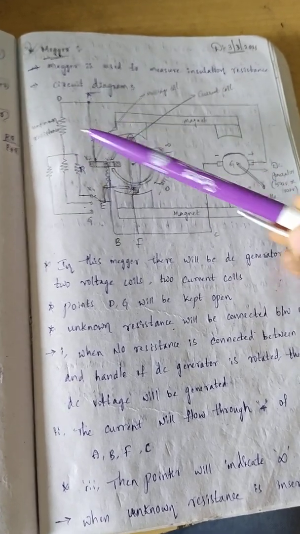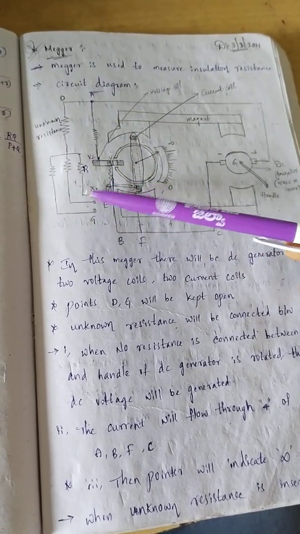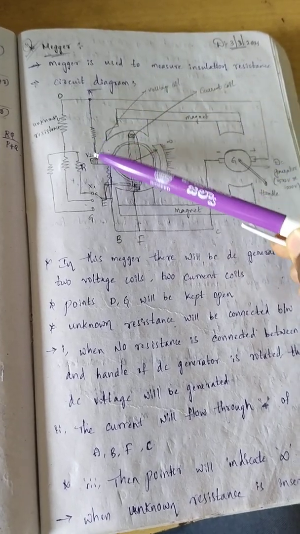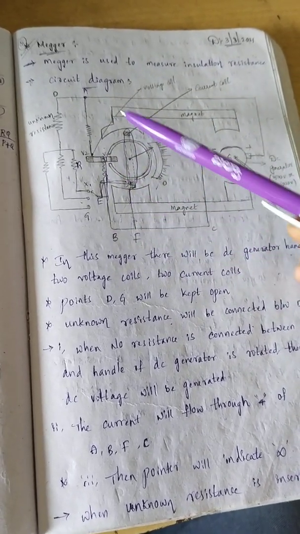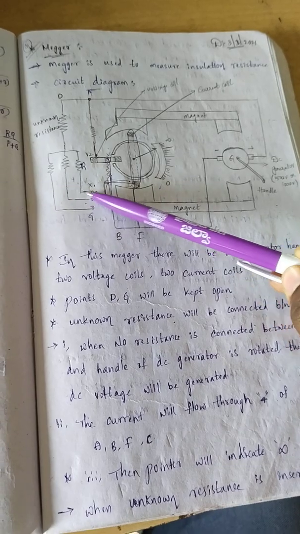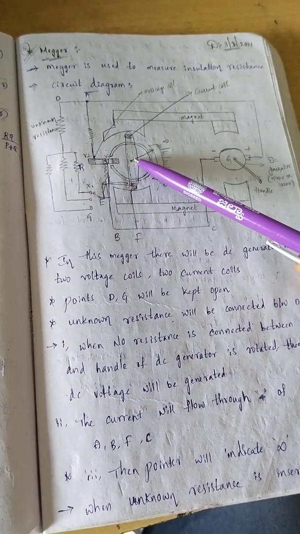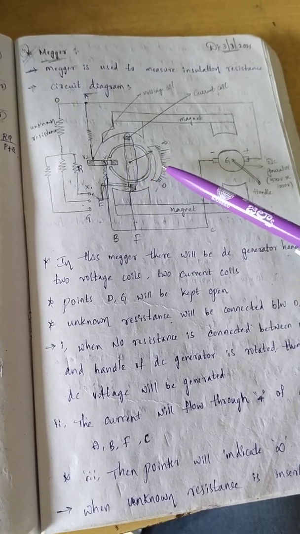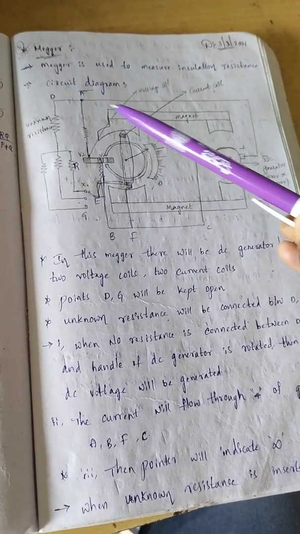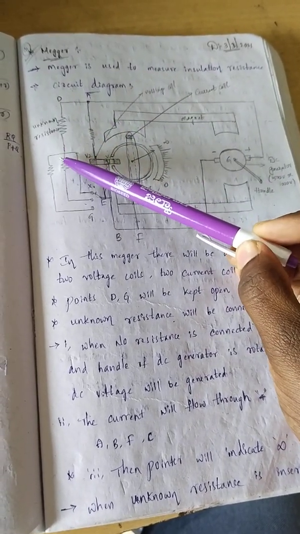In second case, here we will connect some resistance. So because of this, current will start flowing through this voltage coil and also current will flow through this known resistance and it will flow through this current coil. So therefore here some torque will be produced. So because of this, the pointer will indicate some value. So that value will be nothing but the value of the known resistance.